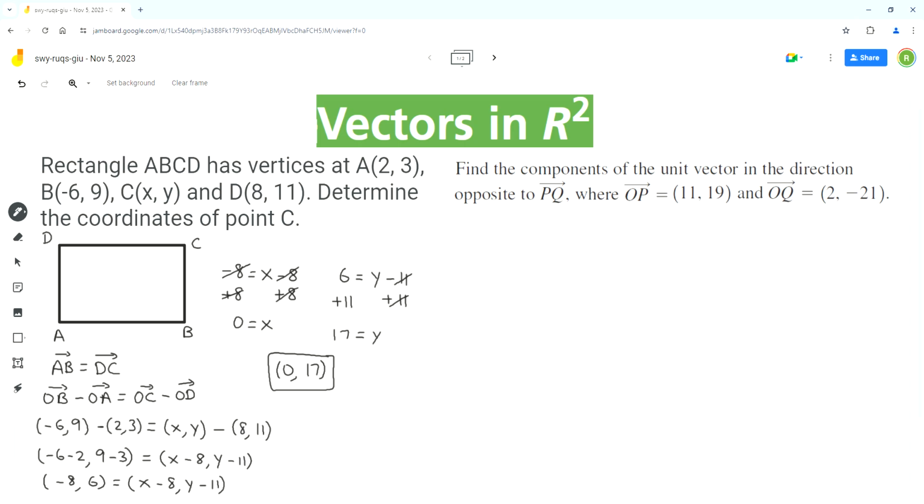Find the components of the unit vector in the direction opposite to PQ, where OP is 11, 19 and position vector OQ is 2, negative 21. Now a vector opposite to PQ will be QP. So the first step is to find vector QP and then we'll find the unit vector. So we'll break down QP into its position vectors. Now we are given the position vectors OP and OQ.